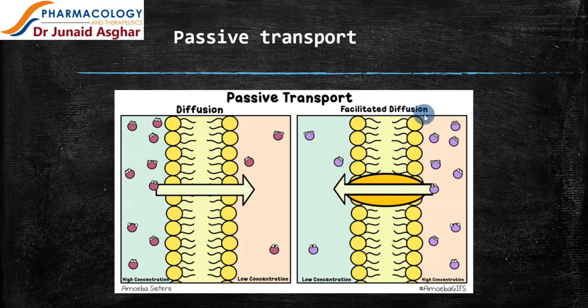Let's have a look at the facilitated diffusion, where the drug molecules are transported from a higher concentration to a lower concentration. This is the higher concentration, this is the lower concentration of the drug, but here there is a specialized carrier protein in the cell membrane which is doing all this job. So facilitated diffusion is exactly the diffusion, but the only additional thing is the presence of a carrier protein which delivers the drug across the membrane from a higher concentration to a lower concentration.